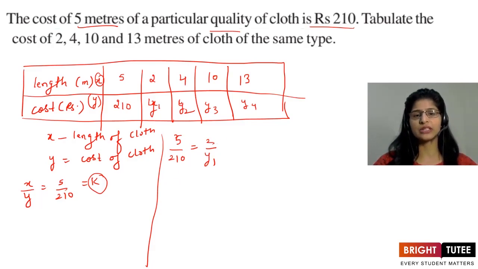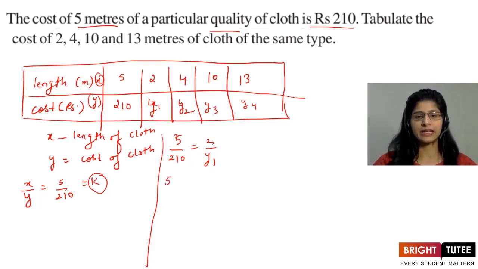So this ratio is in proportion with this ratio. That means if two ratios are equal, then only they are said to be in proportion. So we can equate them. Also 5 upon 10 is the value of k. So we are writing the next x and y and equating it to k, because all of them give us the same value of k.